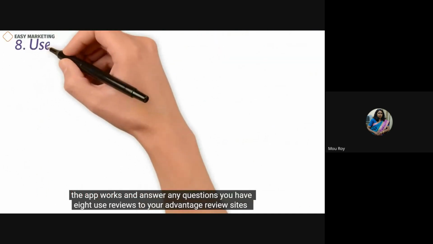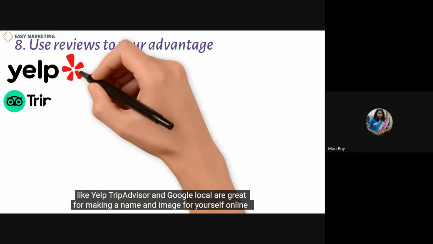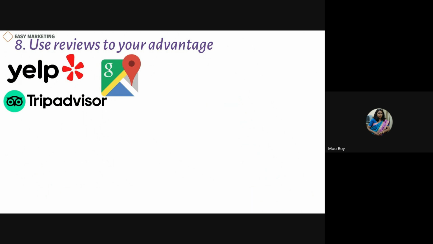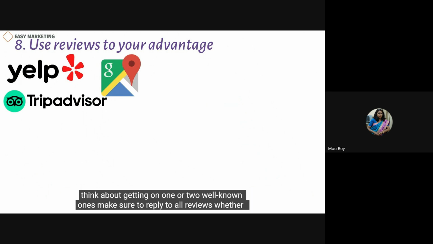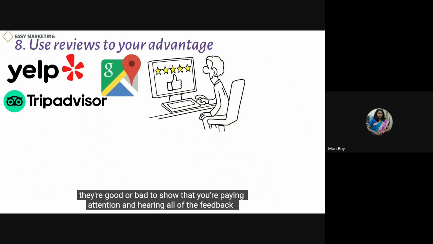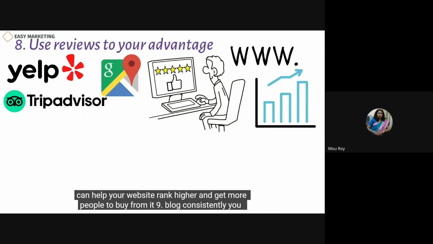8. Use reviews to your advantage. Review sites like Yelp, TripAdvisor, and Google Local are great for making a name and image for yourself online. Think about getting on one or two well-known ones. Make sure to reply to all reviews, whether they're good or bad, to show that you're paying attention and hearing all of the feedback. Reviews give people more faith in your brand and goods, and user-generated content in general can help your website rank higher and get more people to buy from it.